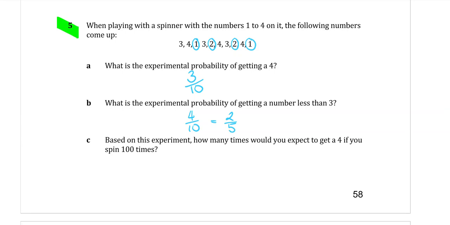And question C, based on this experiment, how many times would you expect to get a 4 if you spin 100 times? So we had a formula for finding the expected number of items, and it is that you find the probability of getting a 4, which we already worked out up here. It's 3 out of 10. And you multiply it by the number of trials, which is 100. So probability times the number of trials was our formula, and that equals 30 times.